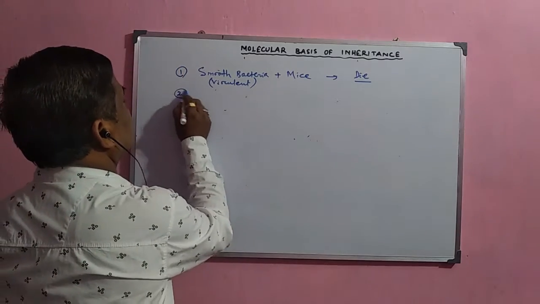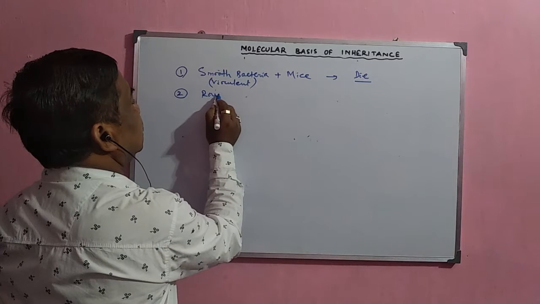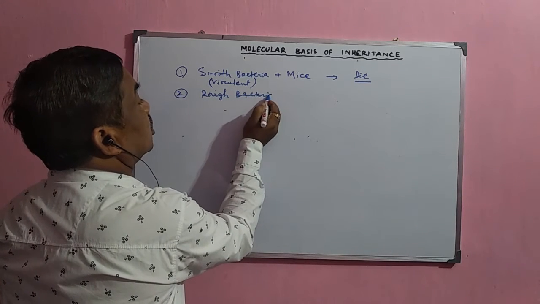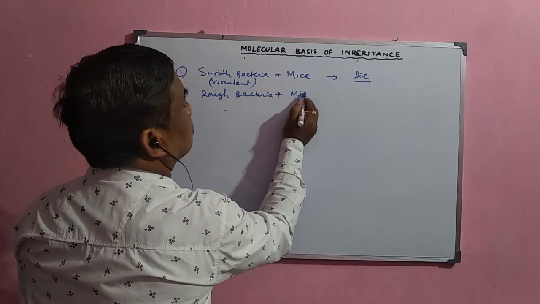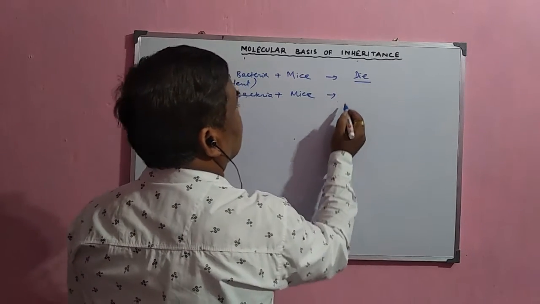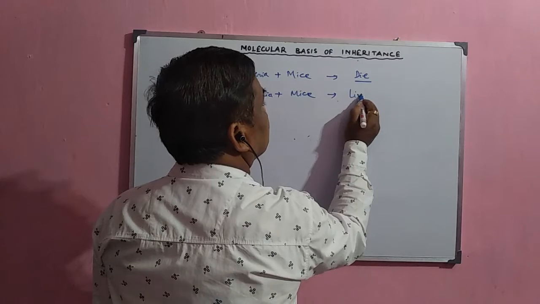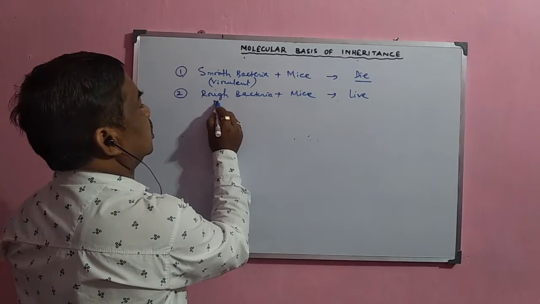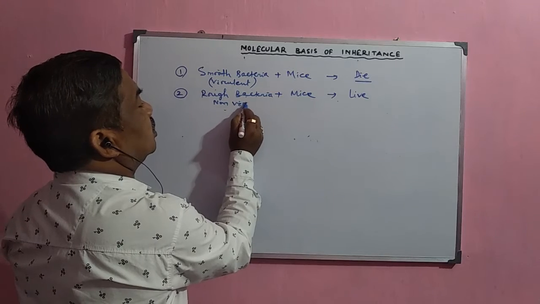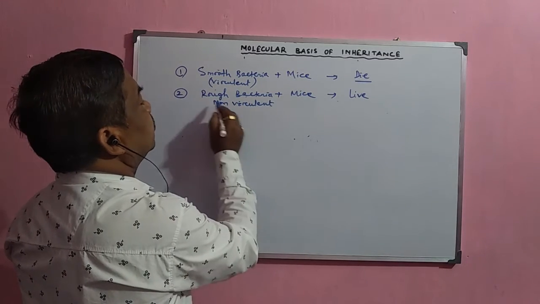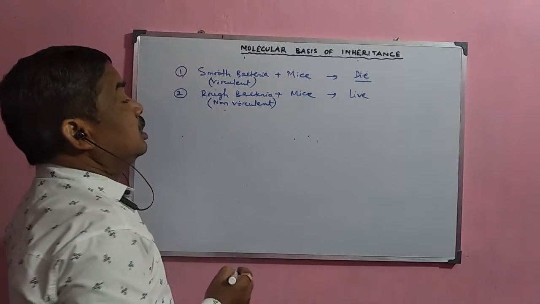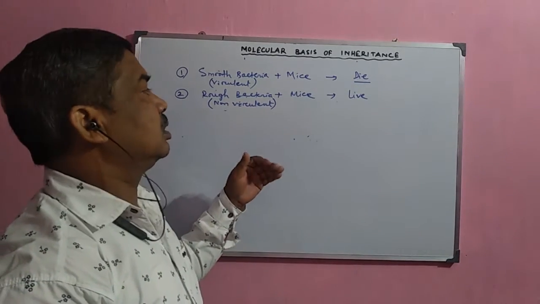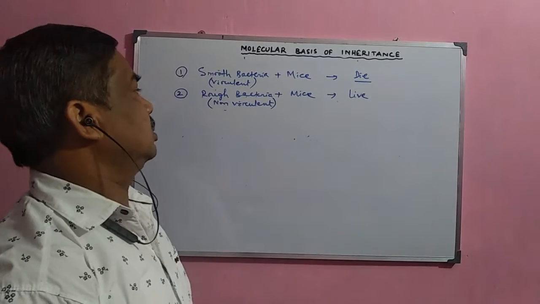Now the second one: when he injected the raw bacteria into the mice, the mice do not die but survive, because this raw bacteria is a non-virulent type. Non-virulent means it does not have the potentiality to kill the mice. It does not have the smooth coating over it.